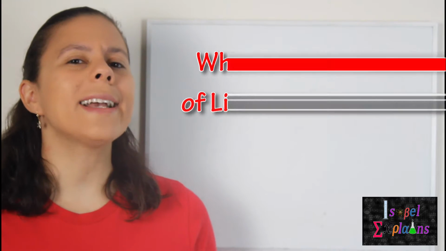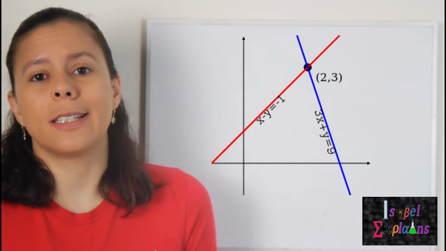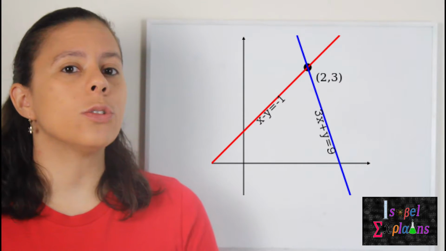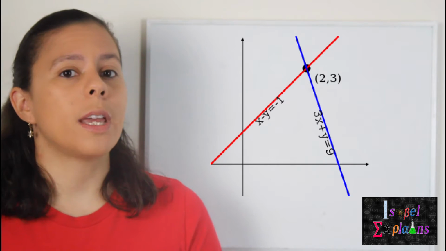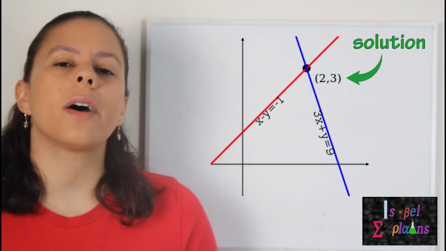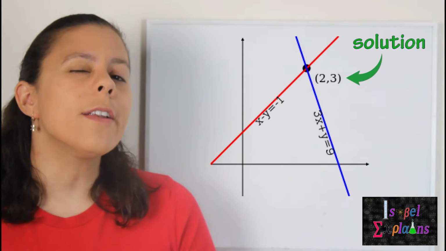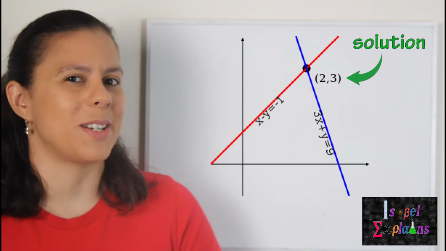First of all, what exactly is a system of linear equations? It's simply two linear equations graphed in the same plane. Now, unless the two lines are parallel, they will touch at some point. This point where they meet we call the solution of the system of equations. Another way to think about it is that you're looking for that one value of x and that one value of y that work for both equations.